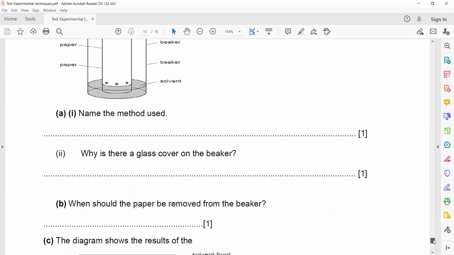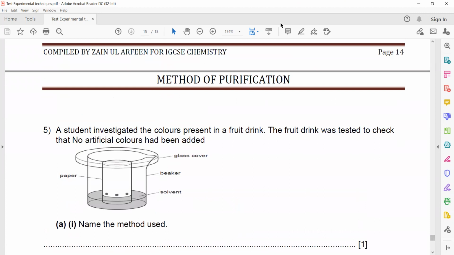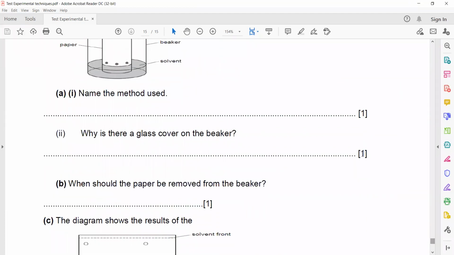When should the paper be removed? At what position should we remove the paper from this chromatogram? Basically, as the liquid is rising, once the solvent reaches the top of the paper, we remove the paper. So the question was, when should the paper be removed from the beaker? What should your answer be? It should be when the solvent reaches the top of the paper, we should remove it.